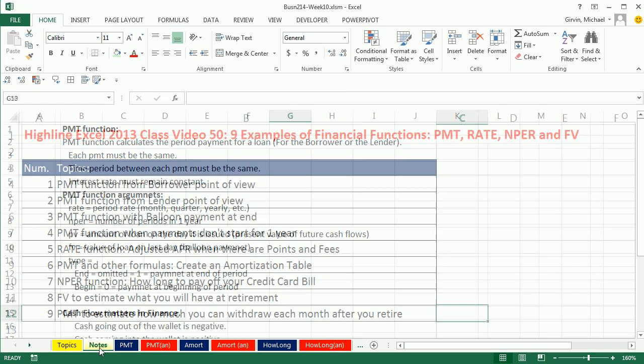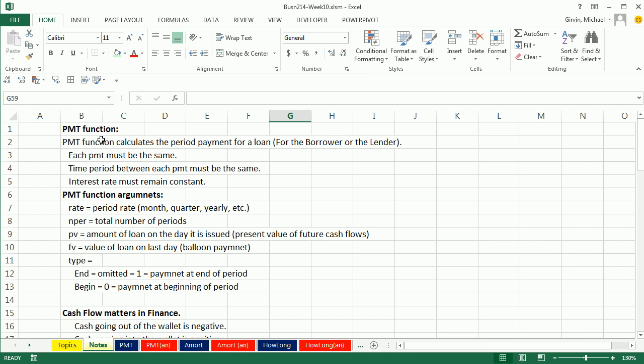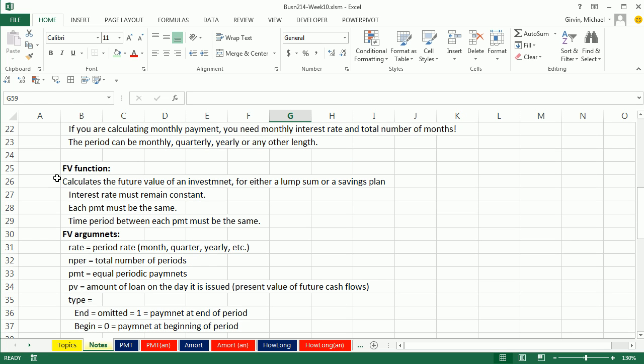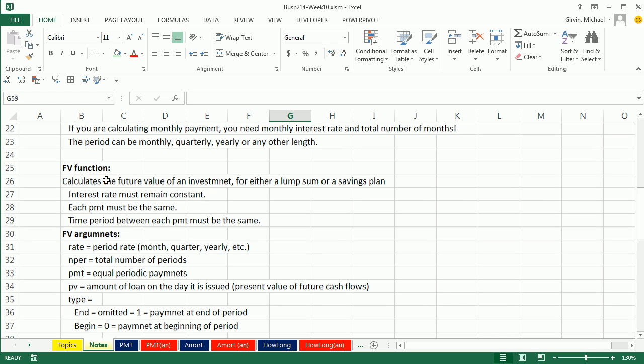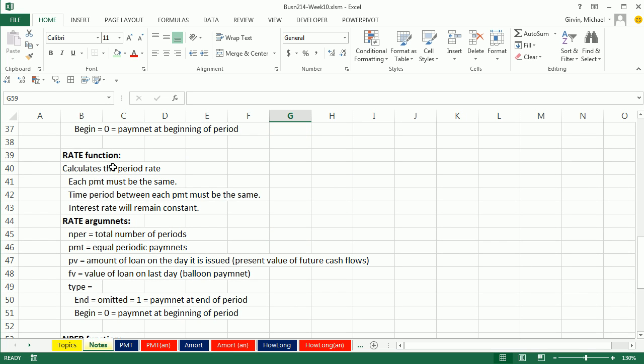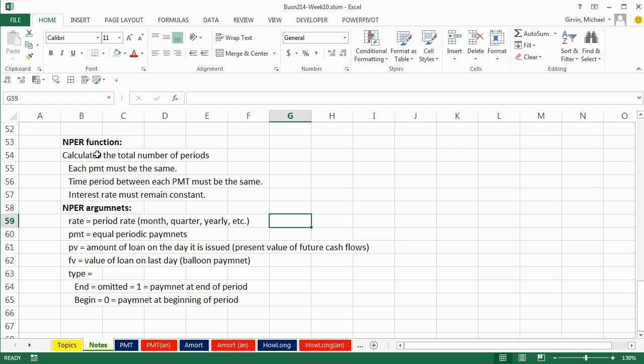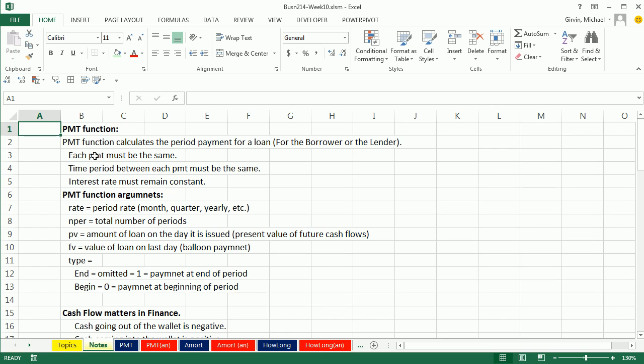Now let's go over to this note sheet. Now we're going to talk about the PMT function, and that calculates the amount of your payment on a loan and other periodic payments. We'll also talk about the future value function. That tells you how much, if you put some money in a bank or you have a savings plan, how much you'll have later in the future. We'll also talk about the rate function. That calculates your interest rate for a period. And we'll talk about the NPER function. That calculates the total number of periods. For example, we'll use it to calculate how many periods or how many months it will take us to pay off our credit card.